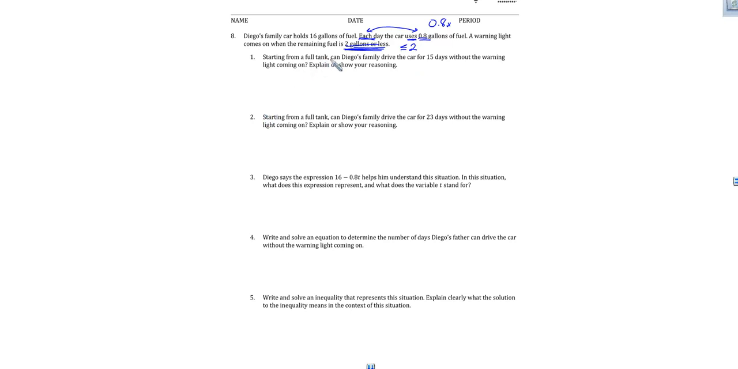All right. So starting from a full tank, can Diego's family drive the car for 15 days? Well, if they drive it for 15 days and they use 8/10 every day, then multiplication will tell you how much gas they use. So 8 times 5, 40. Carry the 4. 8 and 4 make 12. Move your decimal over 1. If they drove it for 15 days, they're going to use 12 gallons. Right? And 12 gallons taken away from the starting amount of 16 leaves them with 4. And 4 is greater than or equal to 2, so the light will not come on.